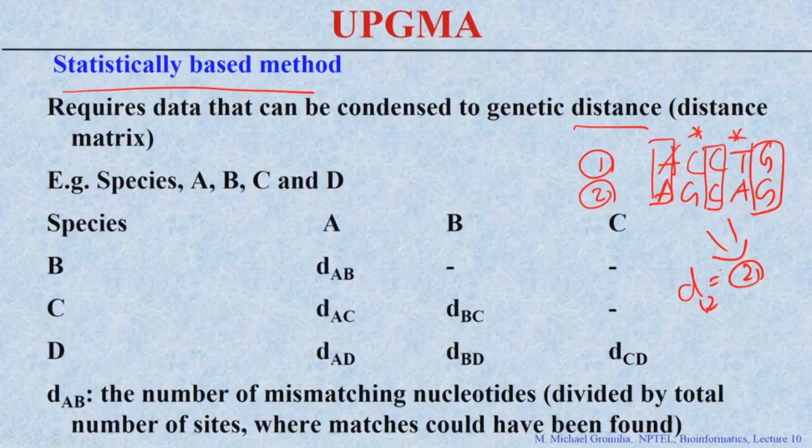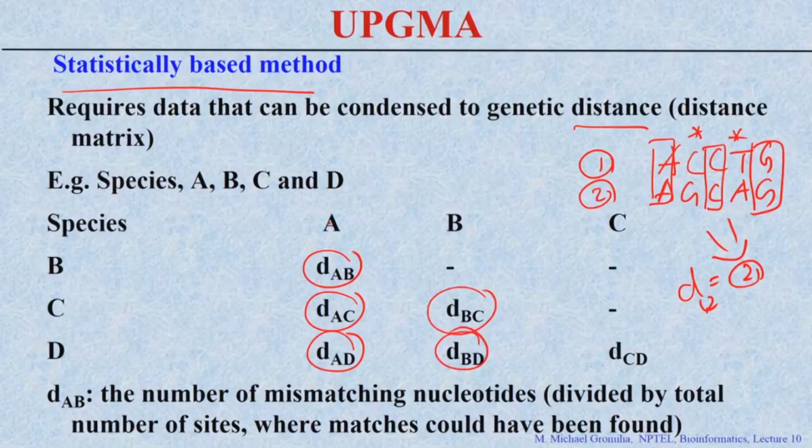For example, if you take the species A, B, C, D, you calculate the distance between A and B, let us call it DAB, A and C is DAC, and A and D is DAD. The distance between B and B is the same, so it is 0, and B and A we already included, so they put a dash here. Likewise you get B and C, B and D, and C and D. So they get the distance among all possibilities.